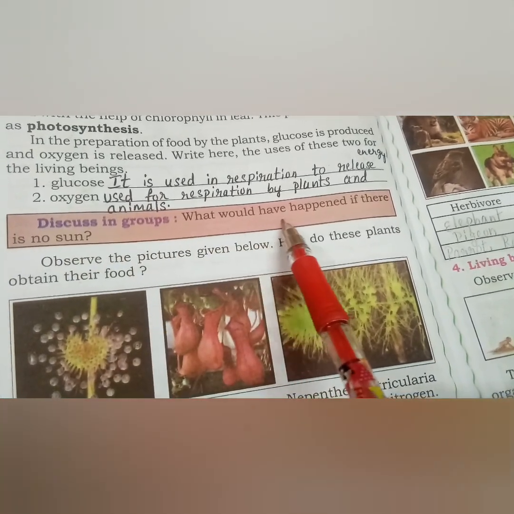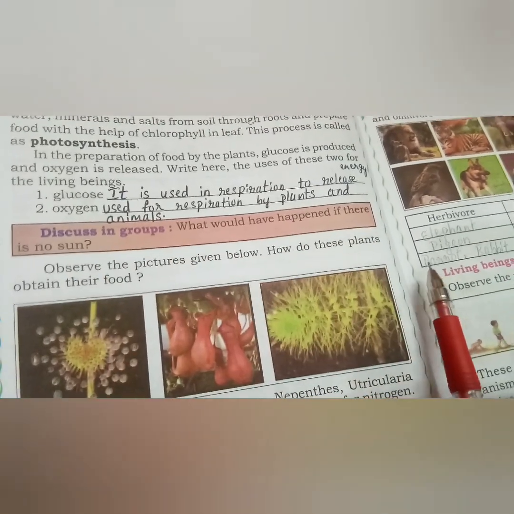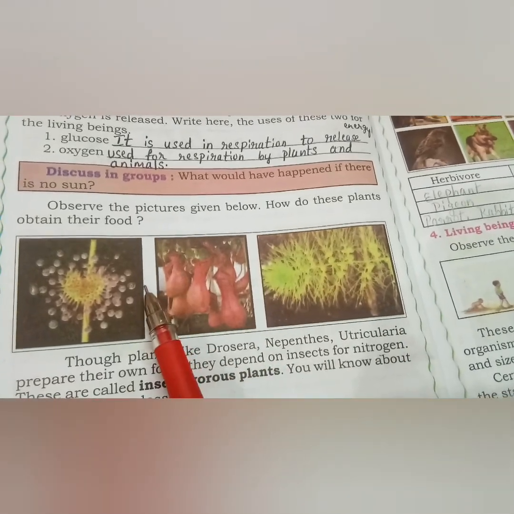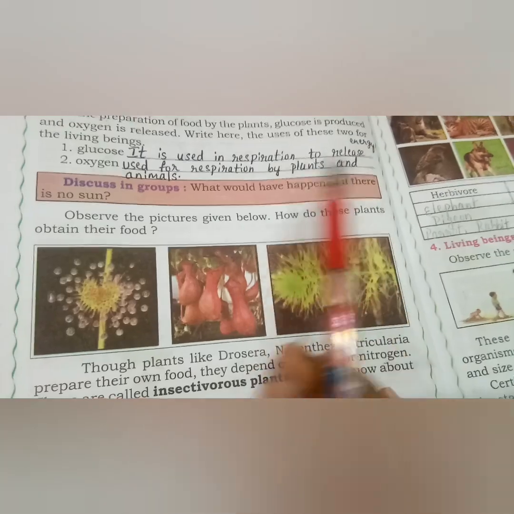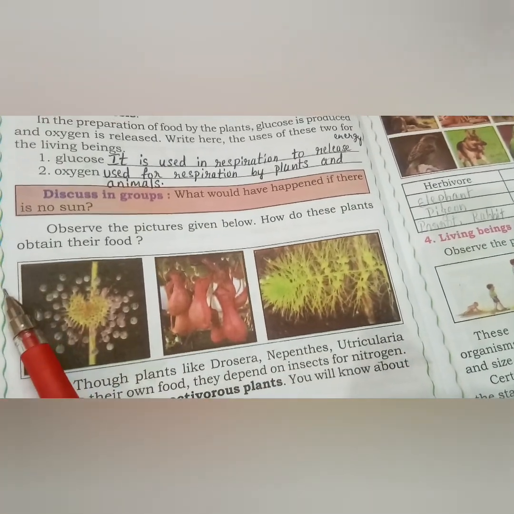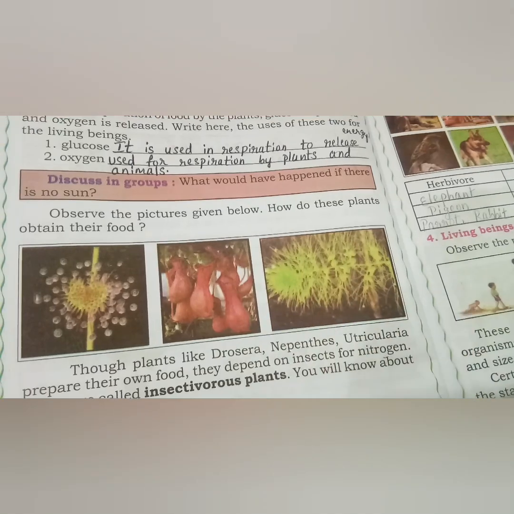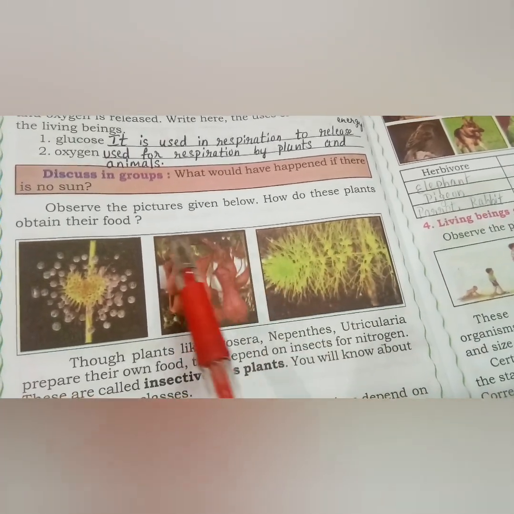Discuss in groups. What would have happened if there is no sun? What will happen, children? Plants cannot do photosynthesis because solar energy will not be there. So food cannot be supplied to the plants. Then plants cannot grow and we don't get any food from the plants, isn't it?